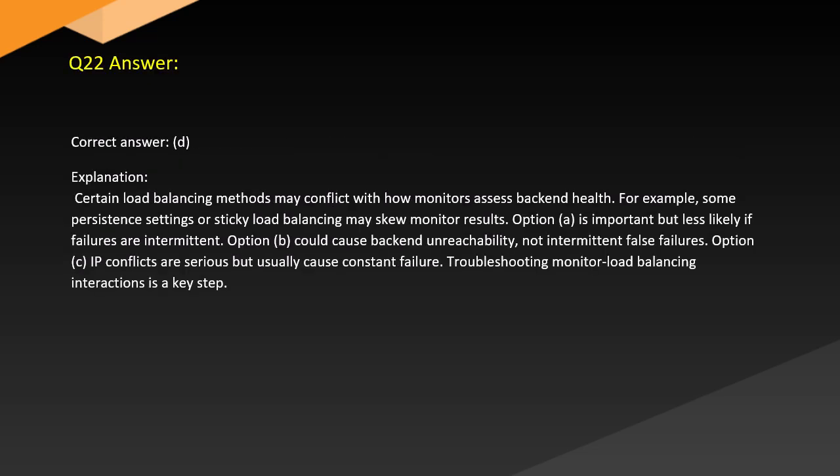Answer. Correct answer, D. Explanation. Certain load balancing methods may conflict with how monitors assess backend health. For example, some persistence settings or sticky load balancing may skew monitor results. Option A is important but less likely if failures are intermittent. Option B could cause backend unreachability, not intermittent false failures. Option C, IP conflicts are serious but usually cause constant failure. Troubleshooting monitor and load balancing interactions is a key step.